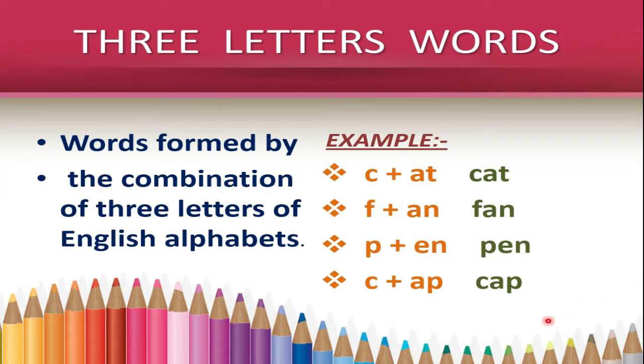When we add a letter in the beginning of two-letter word A-T, C plus A-T, it forms a three-letter word C-A-T, cat, 1, 2, 3. When at the beginning of A-N we add F, it forms F-A-N, fan. Yes, F-A-N, fan.